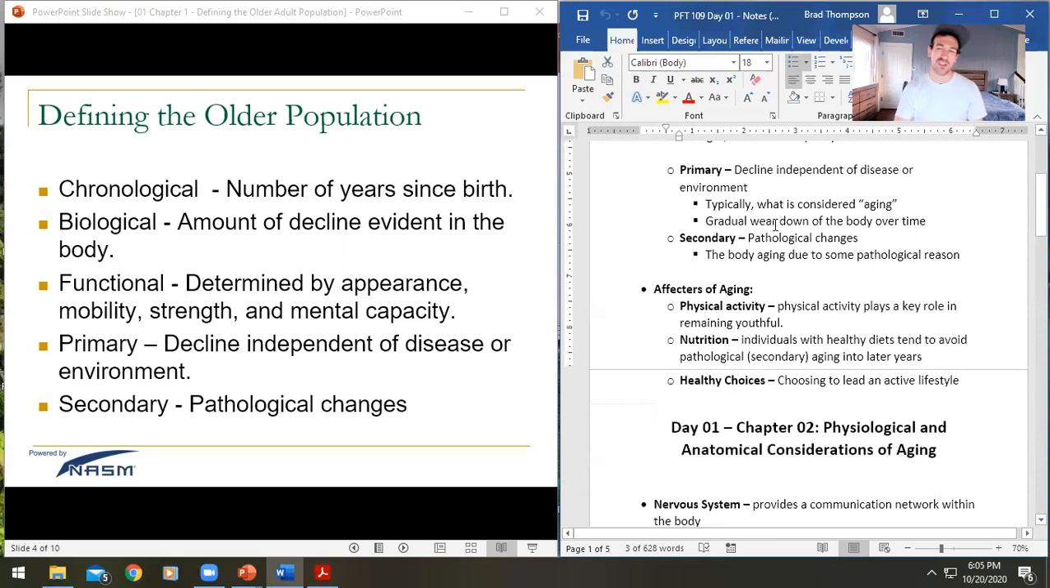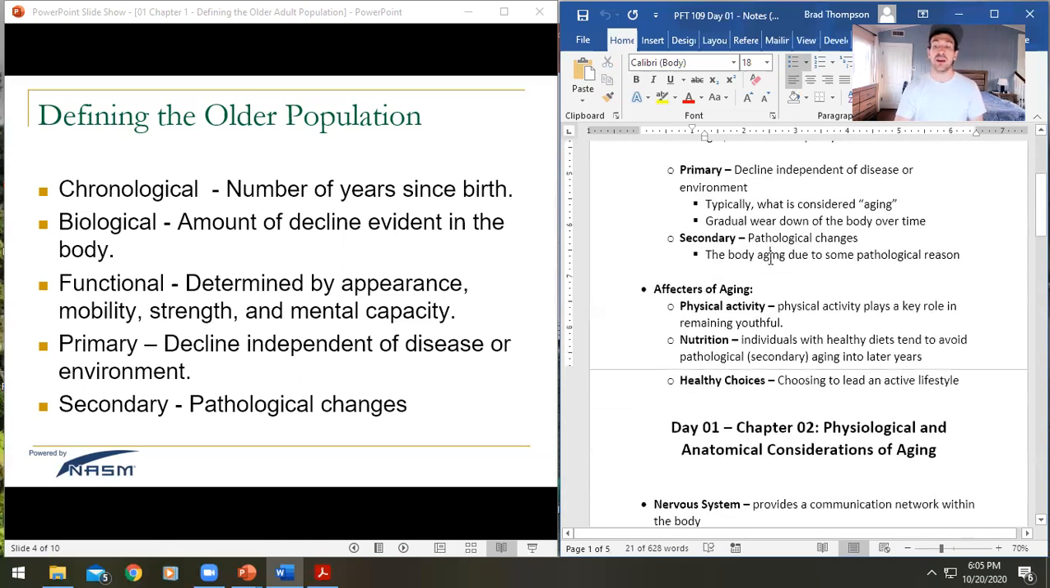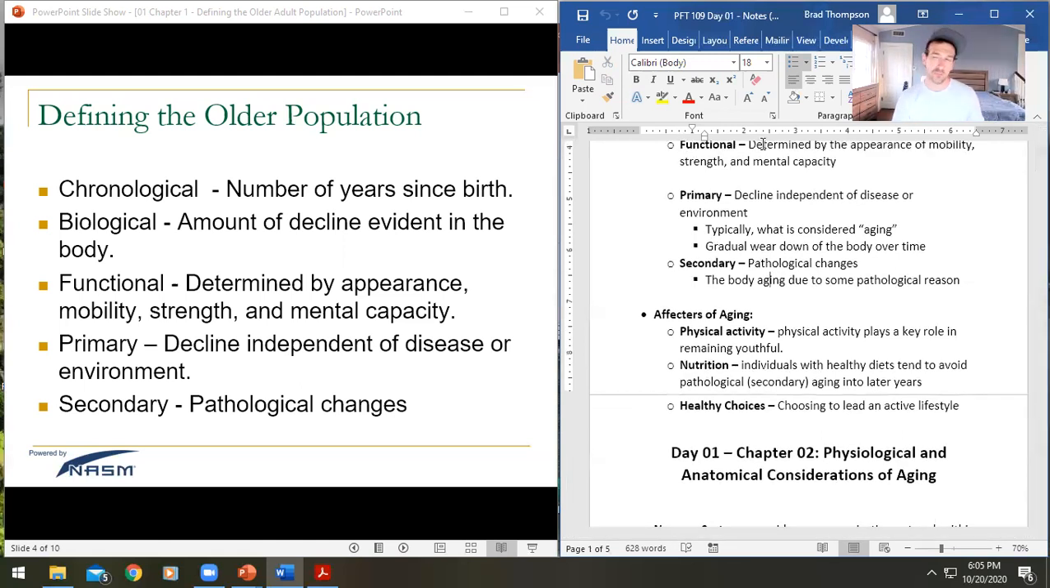Then there's primary versus secondary aging. These are kind of their own categories, but they don't really contradict these categories here. Primary is independent of disease. This is kind of what is considered aging, right? When you look at someone and you see something that is just worn down over time, like functional aging is kind of an example of primary aging. But then there is secondary aging, which is due to some pathological reason. Somebody might have a body part that's younger or older. If somebody has been active their entire life, and they're very healthy, and they're an athlete or something, secondary aging wise, they've pathologically been keeping themselves healthy, so they might seem much younger.